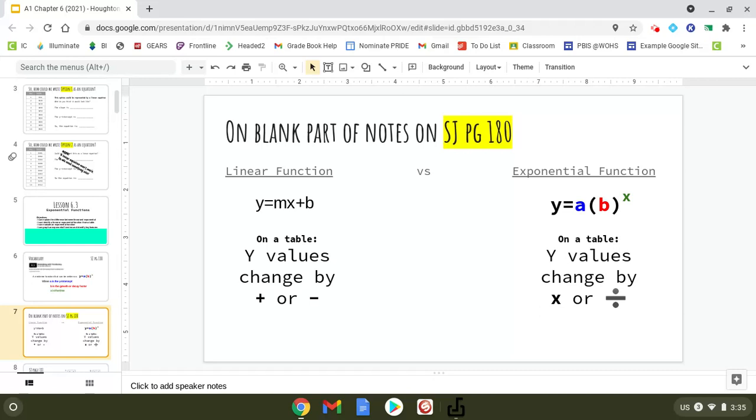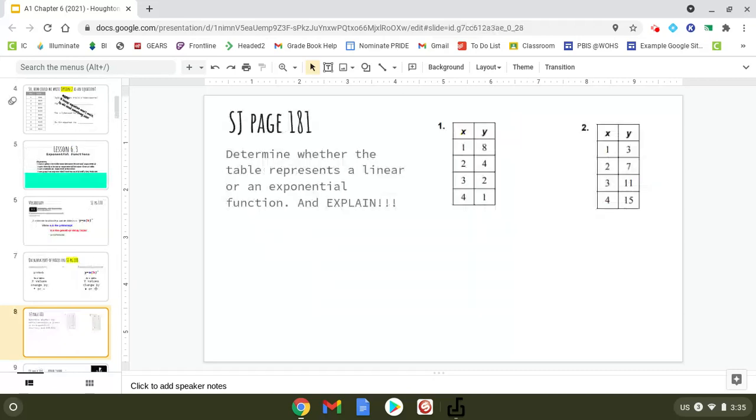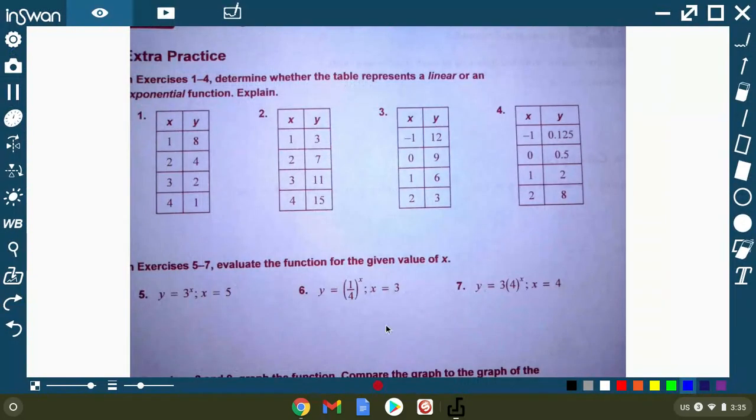And then on a table, the y values are changing by multiplying or dividing. So just to kind of give you a couple little facts with that. All right, let's go ahead and look at some examples of these. So this is going to be on 181. We're going to try to determine whether the table represents a linear or an exponential function and then explain it.